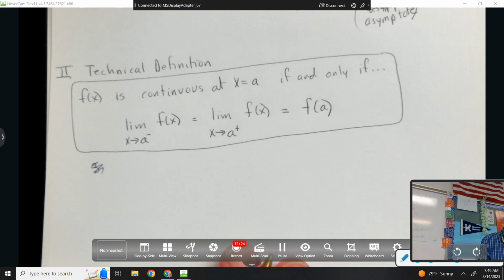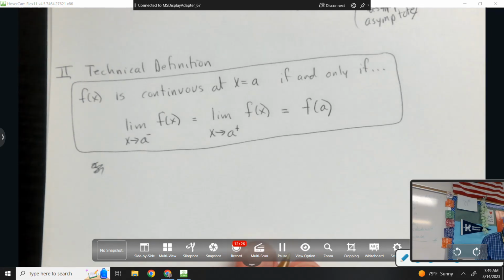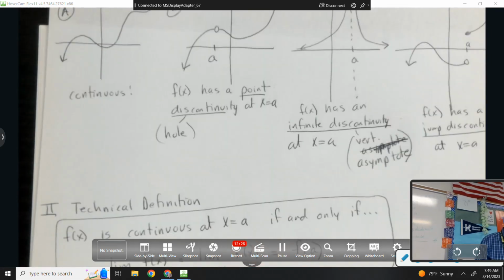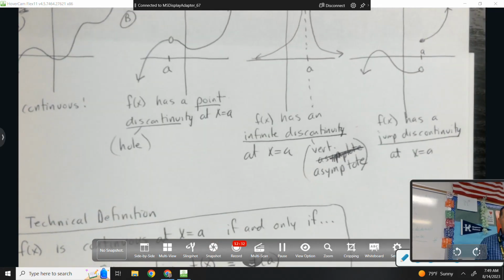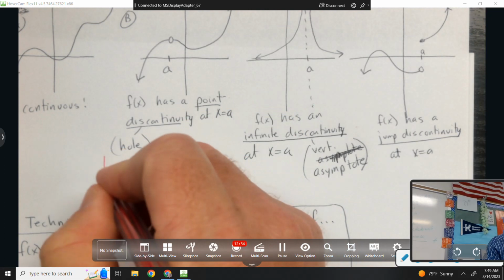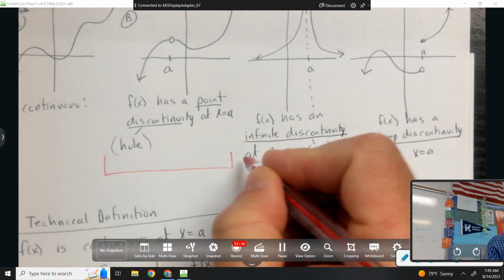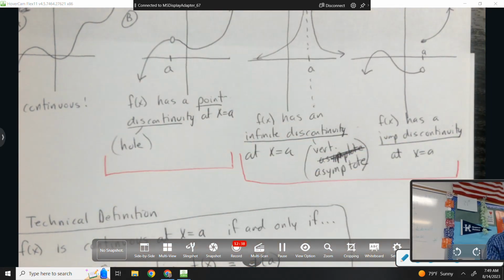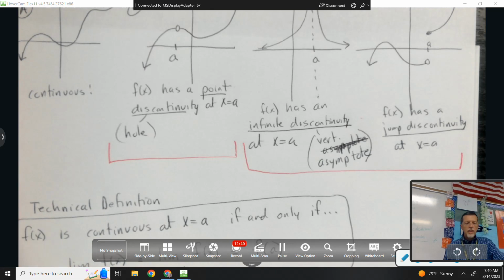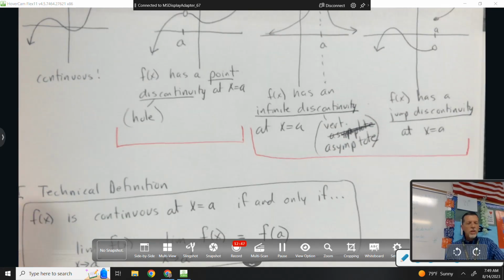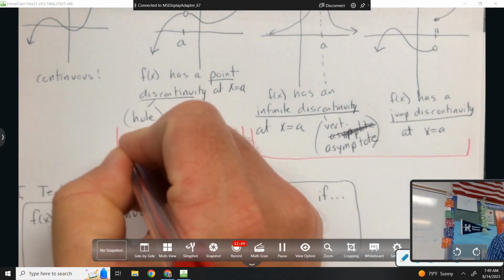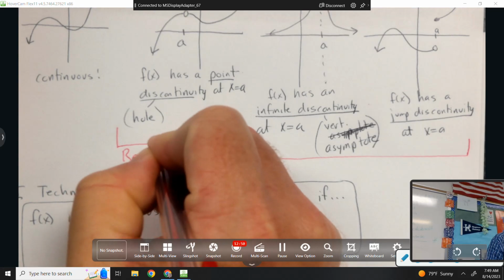Okay, let's see. Go back up to the top and add a few notes, because there are two types of discontinuity, I should say. That first type, the hole, we call a removable discontinuity.